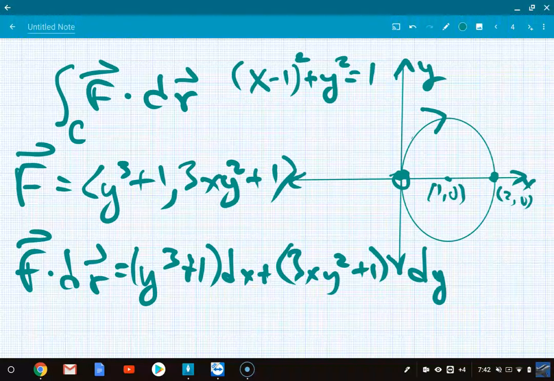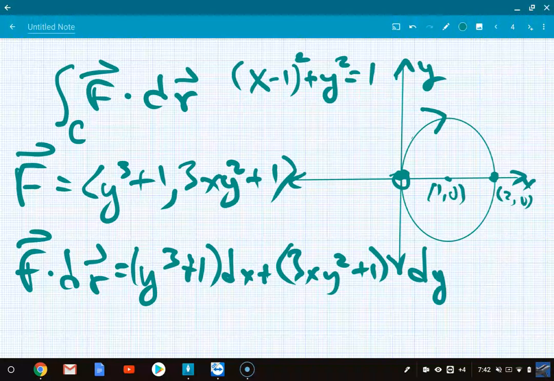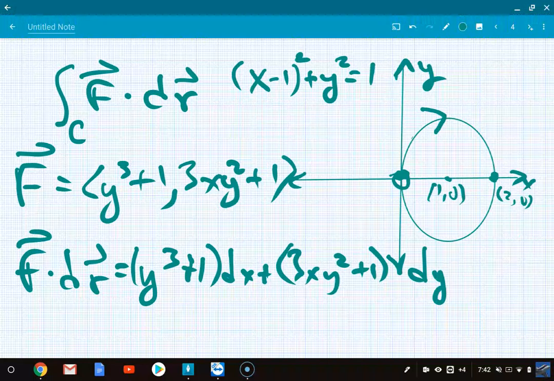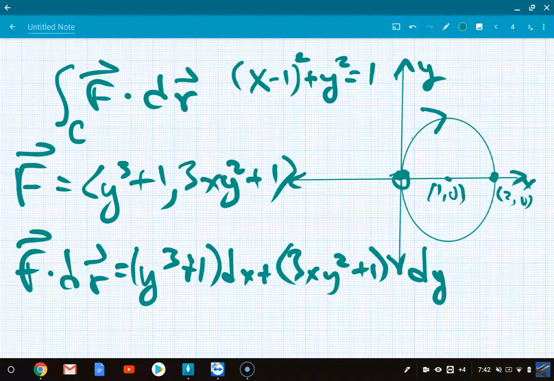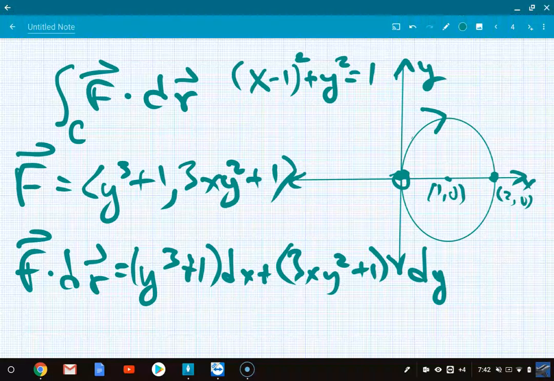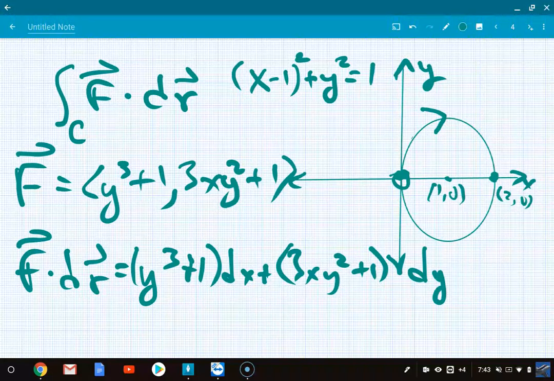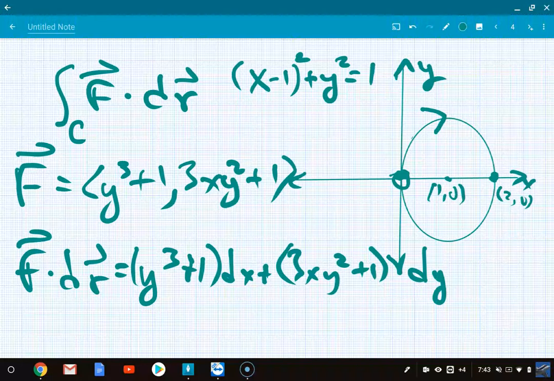So could we replace all the y's in terms of x's? Well, look, I need y squared here. Y squared is simply 1 minus the quantity (x minus 1) squared. Well, that's a nice easy substitution. If y squared is 1 minus that, then 2y dy is going to be minus 2 times (x minus 1) dx. You could replace that.